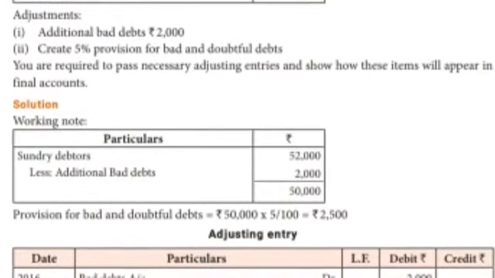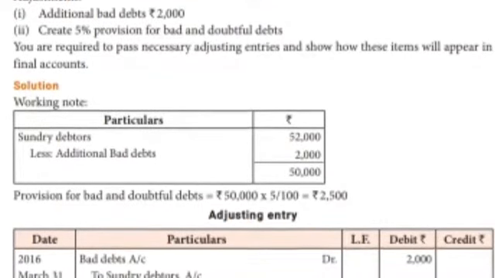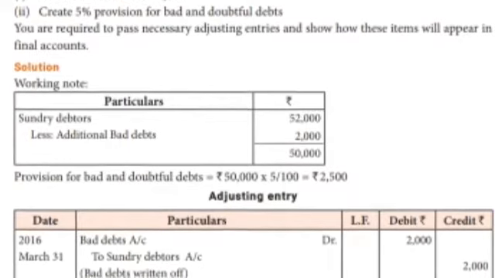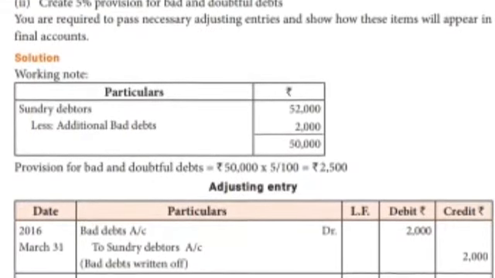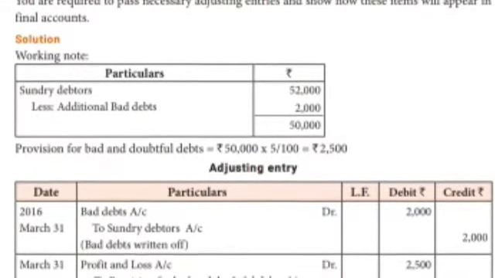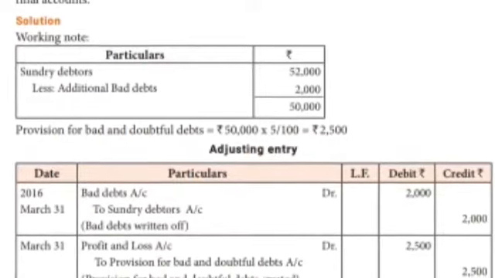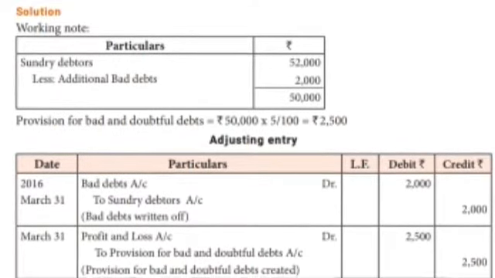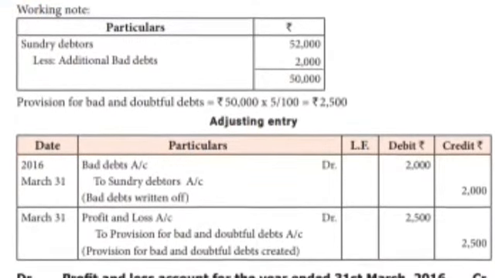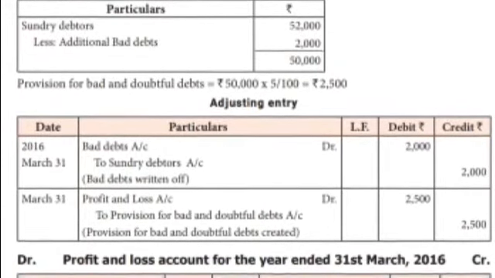Less additional bad debts. In this adjustment we have 2,000, so we have to subtract it, giving 50,000. On this 50,000 you have to calculate 5%. Always we have to subtract additional bad debts from the sundry debtors, and that gives the final amount. On that final amount we have to calculate the provision for bad and doubtful debts. So 50,000 into 5 by 100 is 2,500.